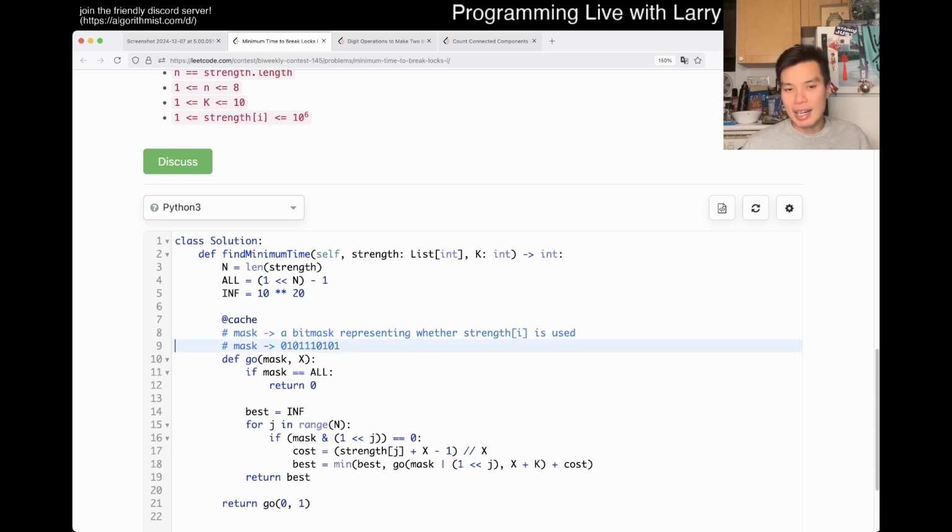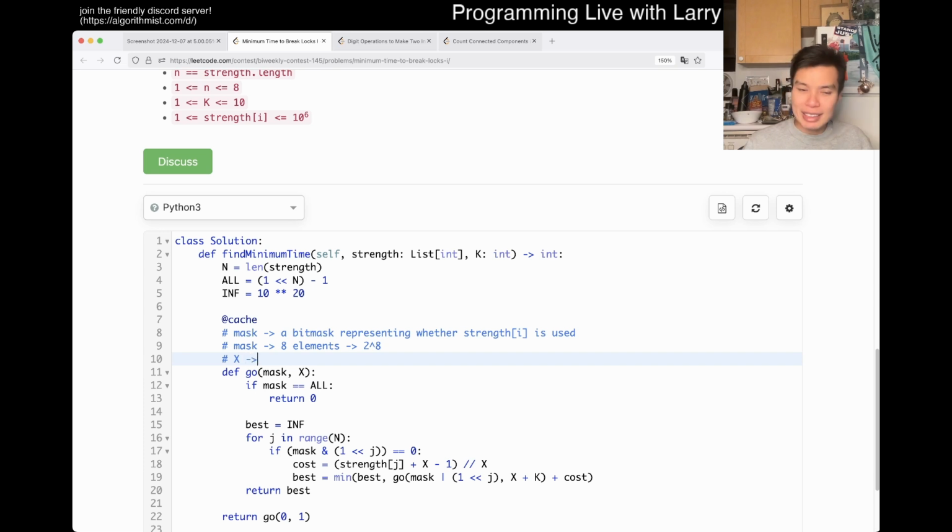For this problem, the mask can have 8 elements, so that means 2 to the 8 possibilities, because it's 2 for each element, and 2 to the 8 is the total number of possibilities. And then x, I know I was being a little bit lazy. Maybe I could have been a little bit cleaner, but it doesn't really matter. x can go from 0 to whatever.